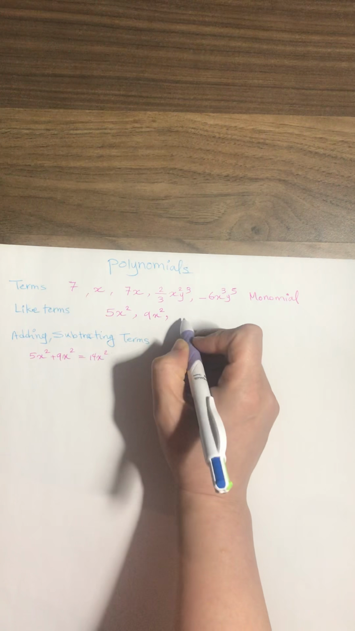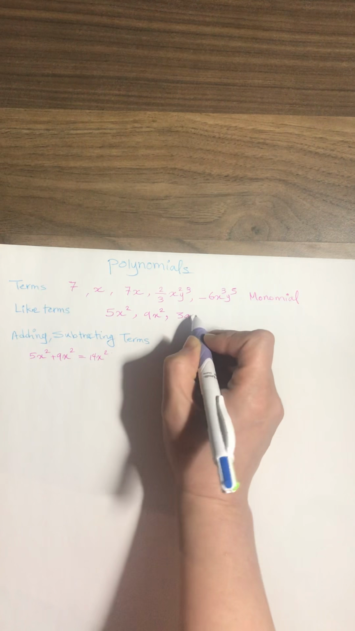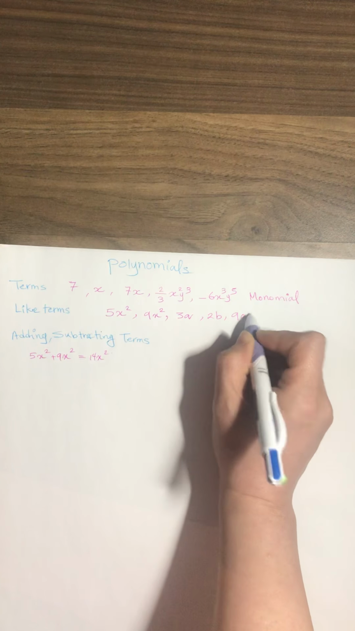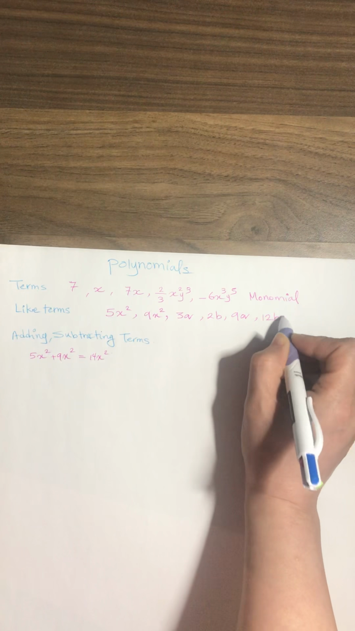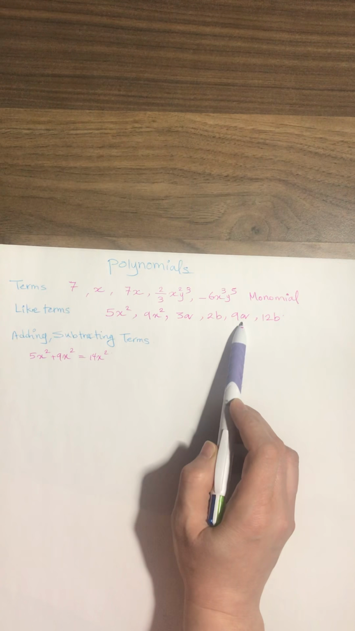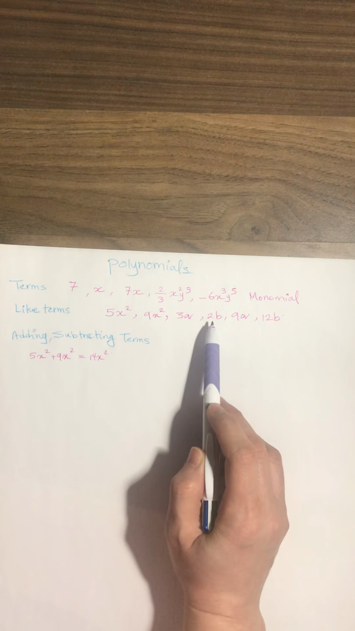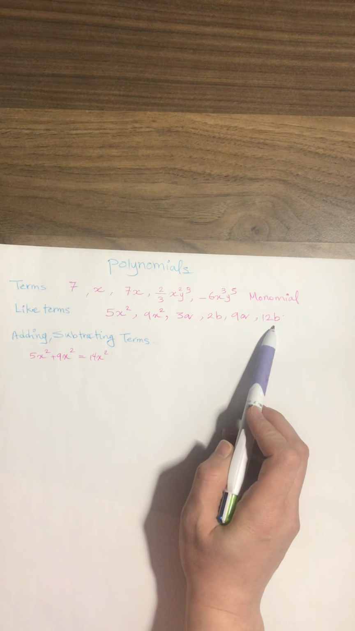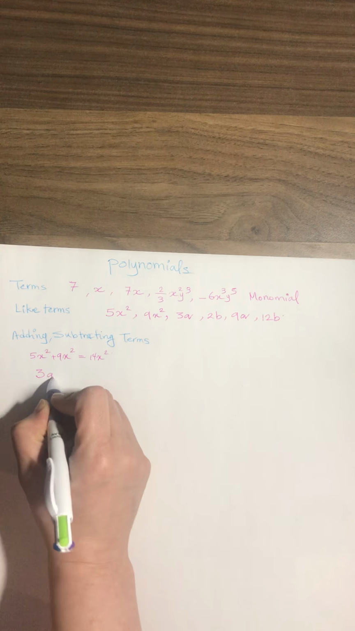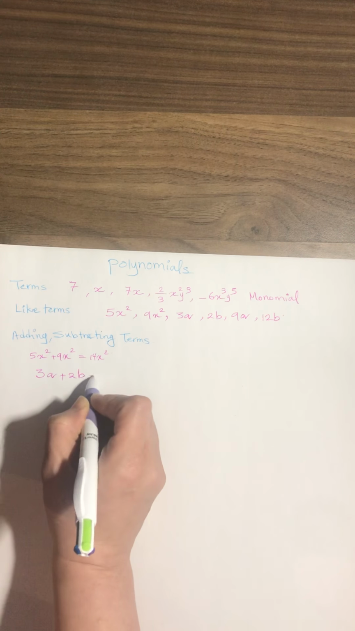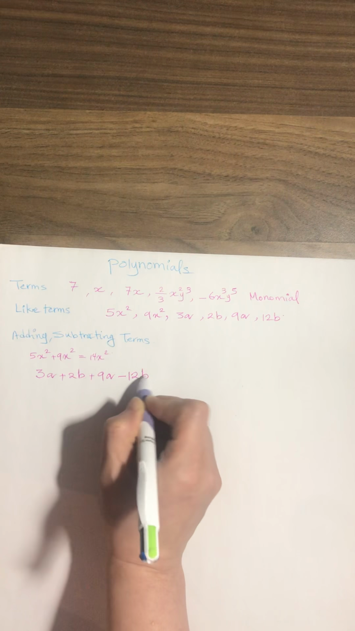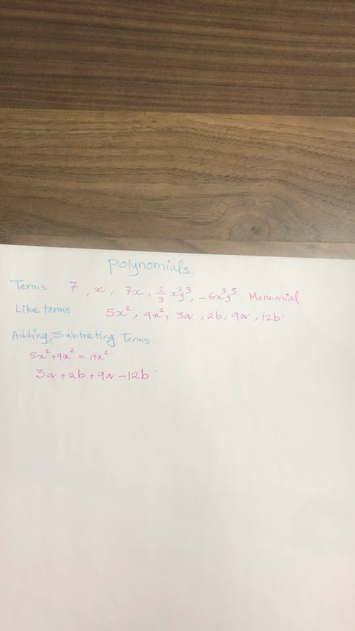Another example of like terms. For example, 3a and 2b and 9a and 12b. These are algebraic terms, right? 3a and 9a are considered to be like terms, and 2b and 12b are considered to be like terms. So if I want to add 3a and 2b and 9a and then subtract from them 12b, let's see what I can do.